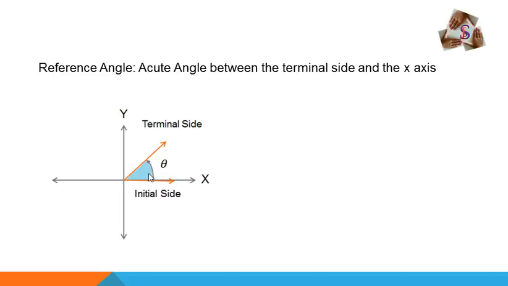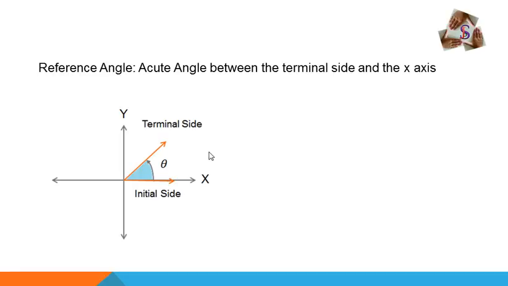So it is an acute angle. Its value is going to be between 0 and 90 degrees, between the terminal side and the x-axis. So the terminal side is this ray, and the x-axis is the initial side. So the angle between the terminal side and the initial side, on the positive x-axis, is an acute angle. That type of angle is called a reference angle.